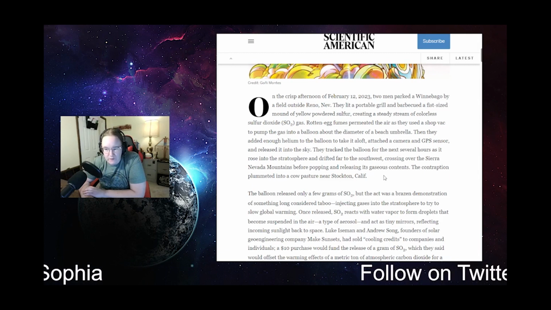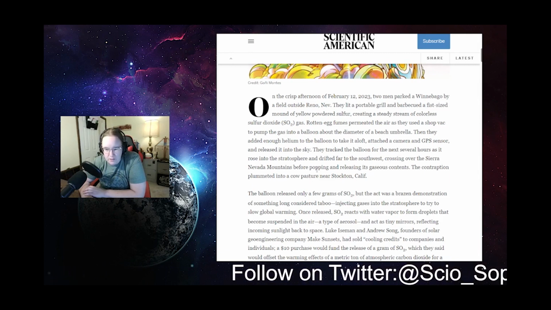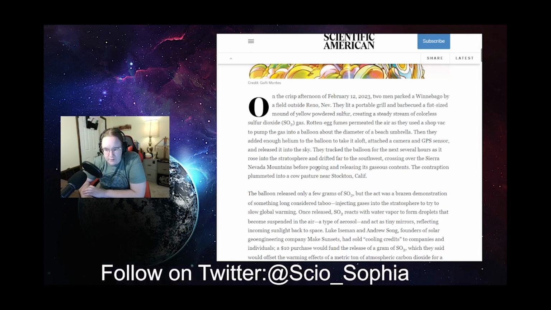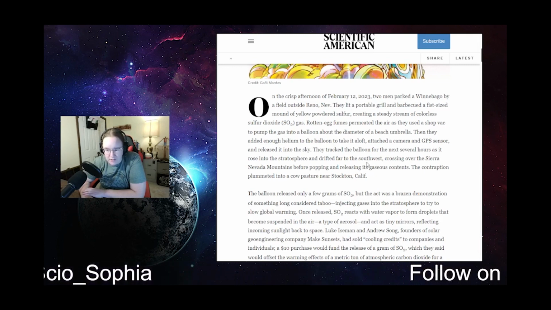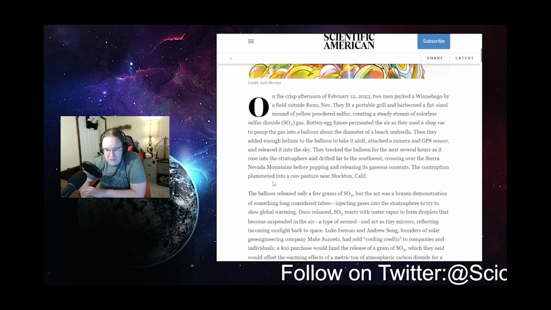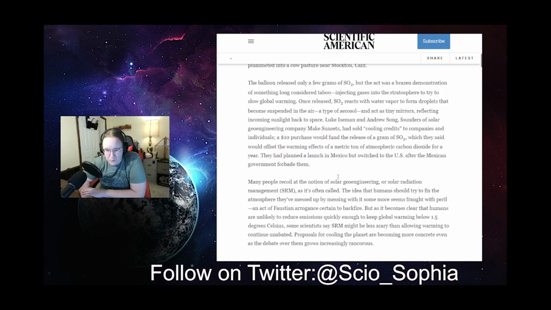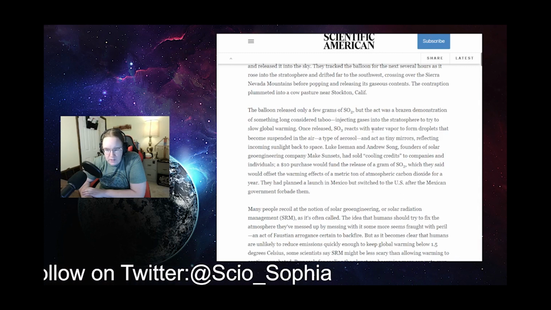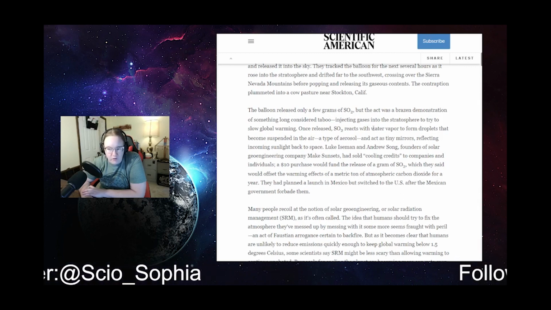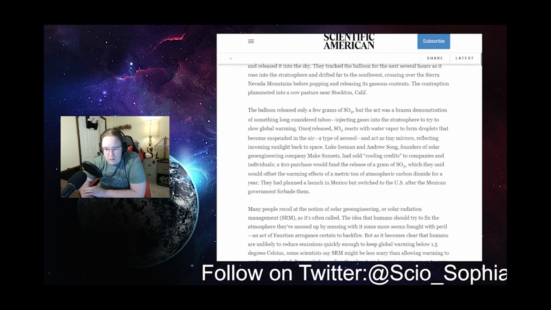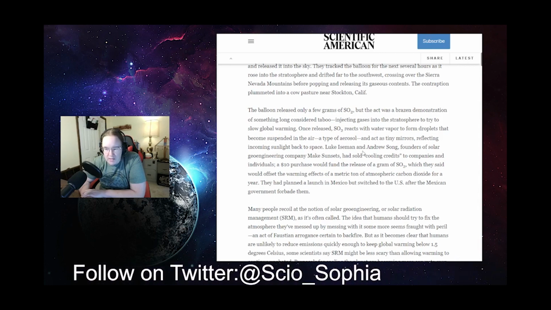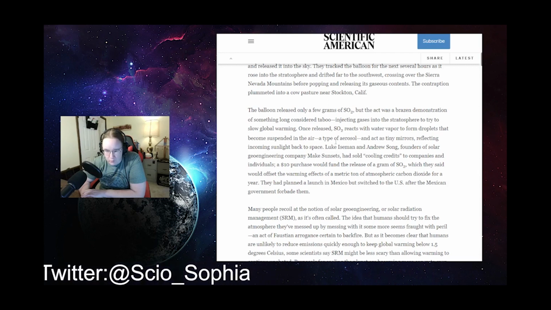They tracked the balloon for the next several hours as it rose into the stratosphere and drifted far to the southwest, crossing over the Sierra Nevada mountains before popping and releasing its gaseous contents. The contraption plummeted into a cow pasture near Stockton, California. The balloon released only a few grams of SO2, sulfur dioxide, but the act was a brazen demonstration of something long considered taboo: injecting gases into the stratosphere to try to slow global warming.